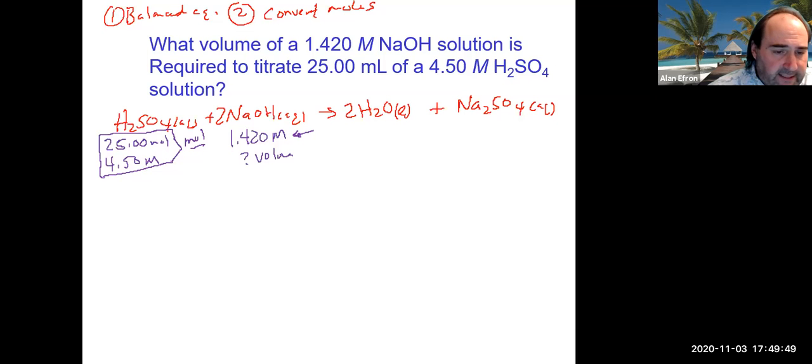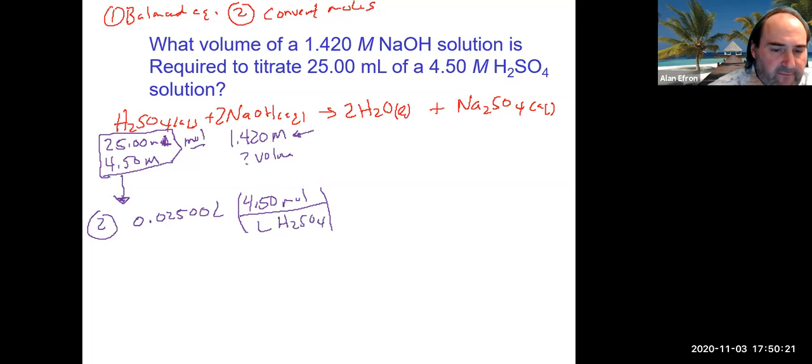The difference is how we're going to get to those moles: we're going to use this information to get to moles. We're going to do that by converting our milliliters into liters. So we can move the decimal point 3 places to the left, which gives us liters. We're going to use the molarity of our H2SO4. And remember that number means that there are 4.5 moles per liter of H2SO4.